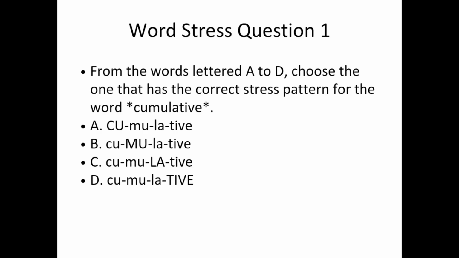So, first of all, we will be looking at word stress question 1. From the words lettered A to D, choose the one that has the correct stress pattern for the word cumulative. Cumulative. Here, there are four syllables, and you are to examine the syllables. You are to look for the syllable that bears the stress. Cumulative, cumulative. So, with or without a dictionary, you should be able to find the stress on this word.